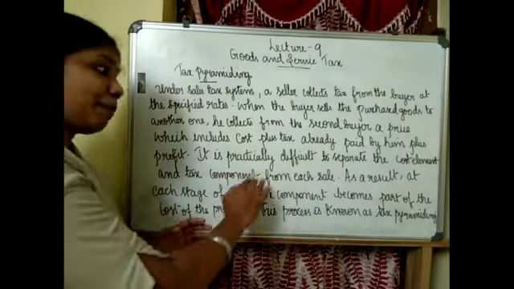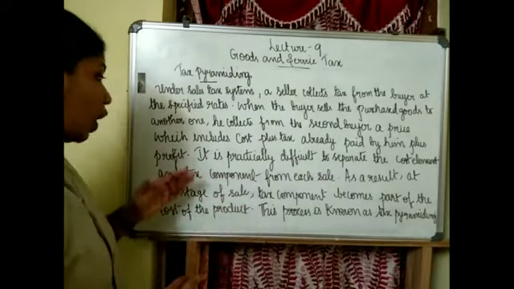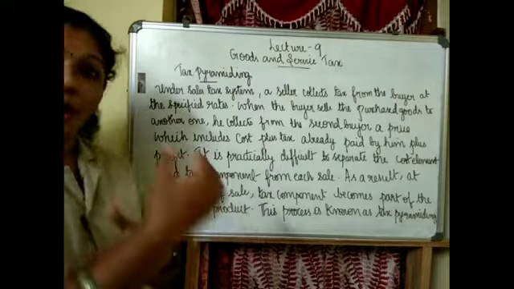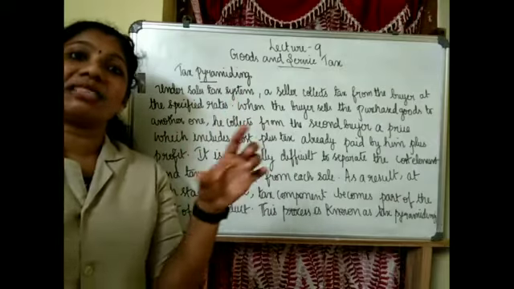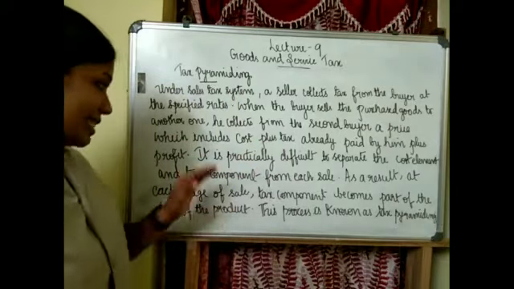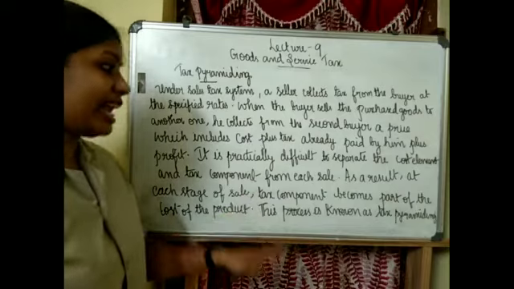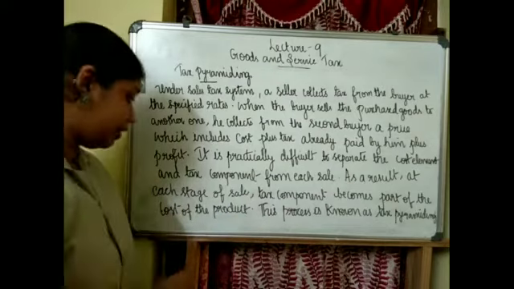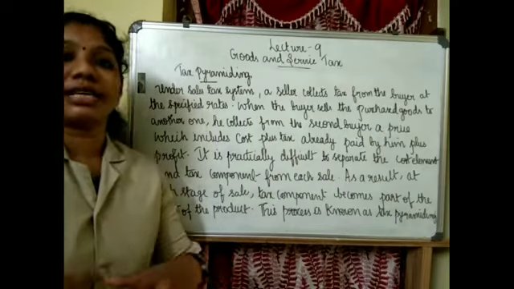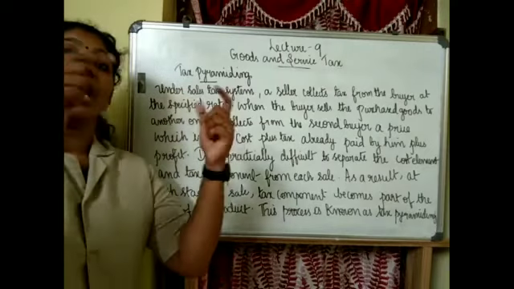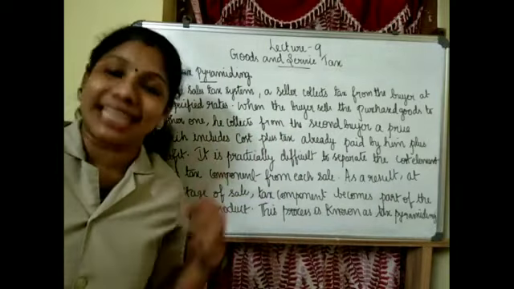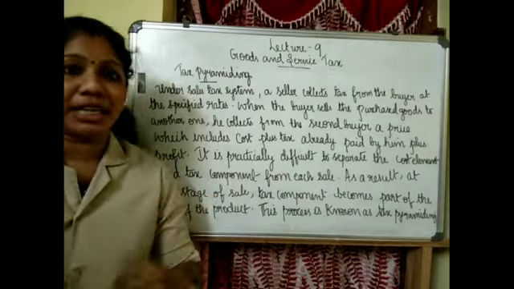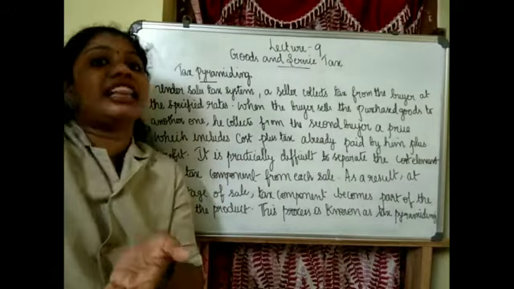So here it is practically difficult to separate the cost element and tax component. If we separate cost and tax after one sale, we will separate cost, profit, tax. As a result, at each stage of sale, the tax component becomes part of the cost of the product. Ivide oro stage la cost inde kuda tax include cheyyum, tax cost inde part aavo cheynathu. Namak adu separate cheyan pattilla. Appo ee ingane separate cheyan vadna process na nammal tax pyramiding ennu vilikkunnathu.